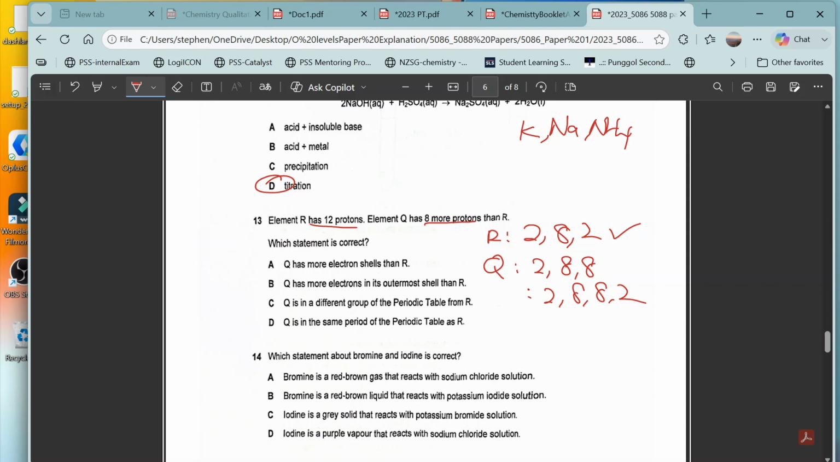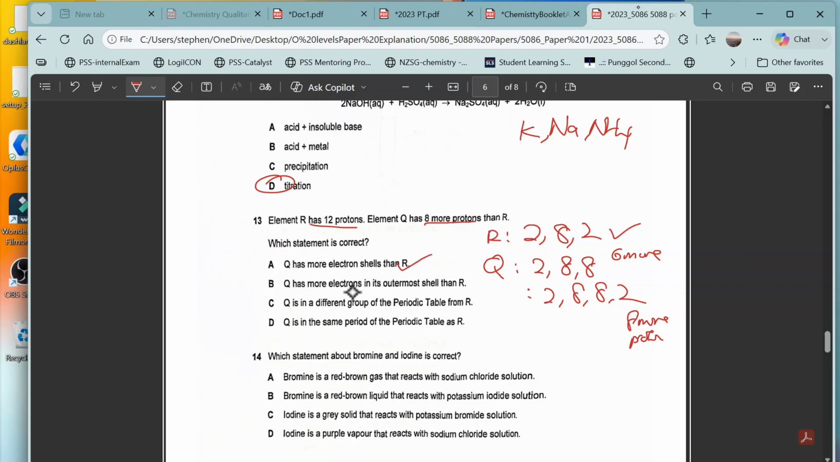Okay, you think about it. 288 means 6 more protons, not 8 more protons. 2882 means 8 more protons. Okay, so if like that, can I say Q has more electron shells than R? Yeah, it's 3 and it's 4. I think this is quite correct.